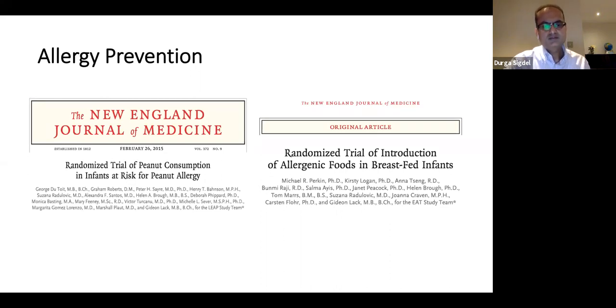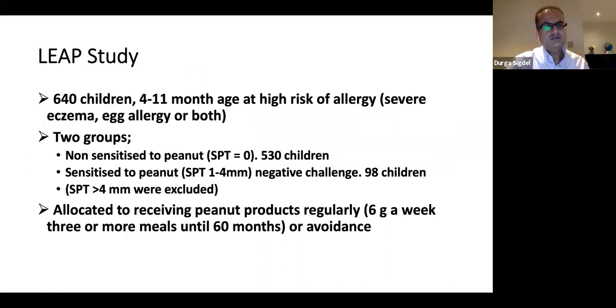So one study is called the LEAP study. It stands for Learning Early About Peanut. I'll just briefly tell you what this study showed. There were 640 children enrolled in the study. It is a randomized controlled trial, and the children either had eczema or egg allergy or both, and some children were sensitized to peanut. 530 children were not sensitized, and there was another group of children who were sensitized to peanut.